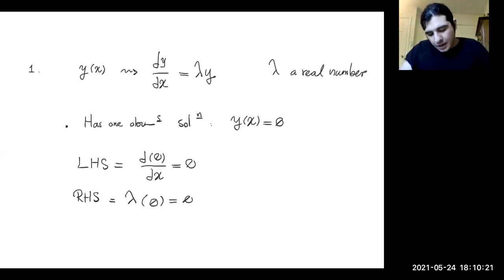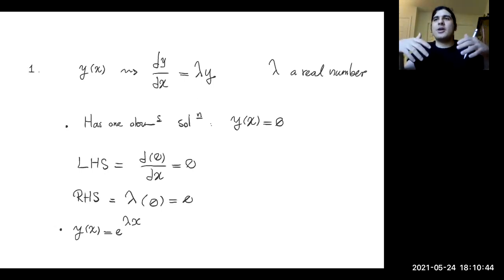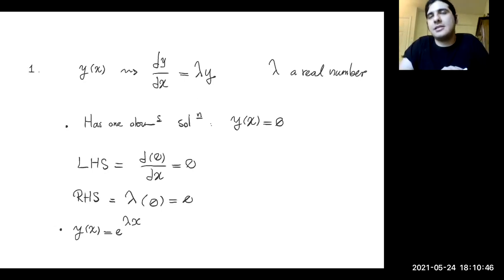Well, we have another suggestion in the comments. That's also correct. So one person has suggested this function: y of x equals e to the lambda x. Let's just assume someone has guessed that this is the solution. Let's see if it is really a solution or not.